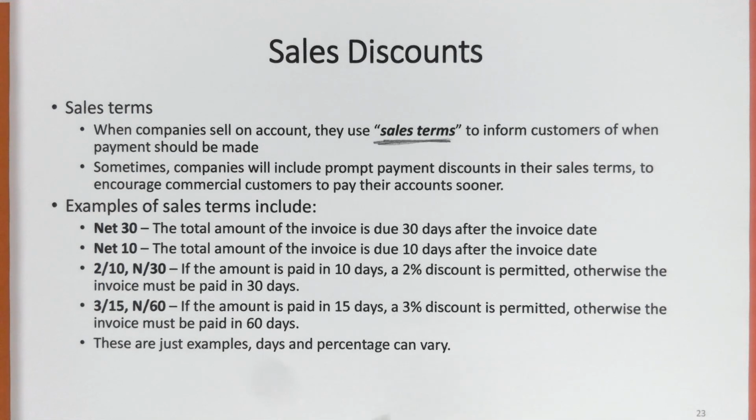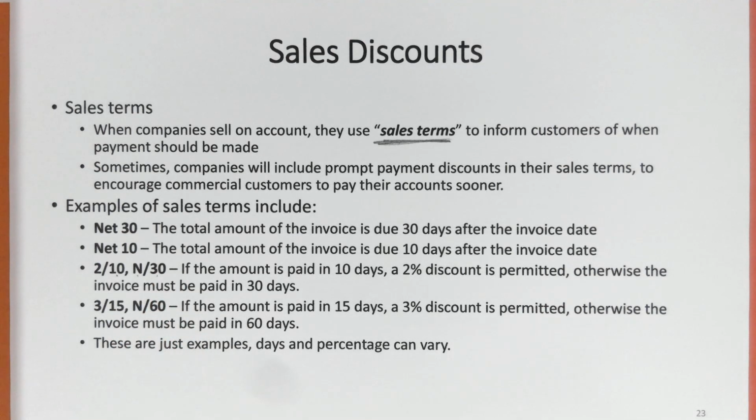Or they might have terms that look something like this. Now, this is highly abbreviated, which is pretty popular these days, and that's because most people that are looking at this know what the abbreviations mean. But what this means is 2% if paid within 10 days. And if you miss paying it in 10 days, you have to pay the full amount, the net amount of the invoice, which is due in 30 days.